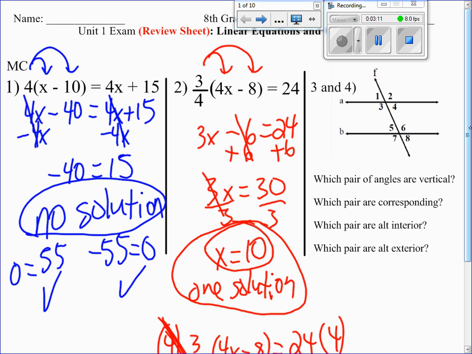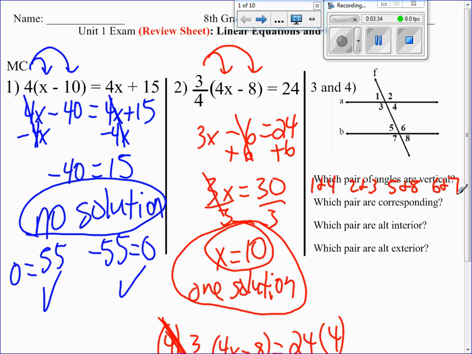For number 3 and 4, you just have to answer these questions. Which pair of angles are vertical? So vertical angles are formed by intersecting lines and are opposite each other or across from each other. So 1 and 4, 2 and 3, 5 and 8, 6 and 7.